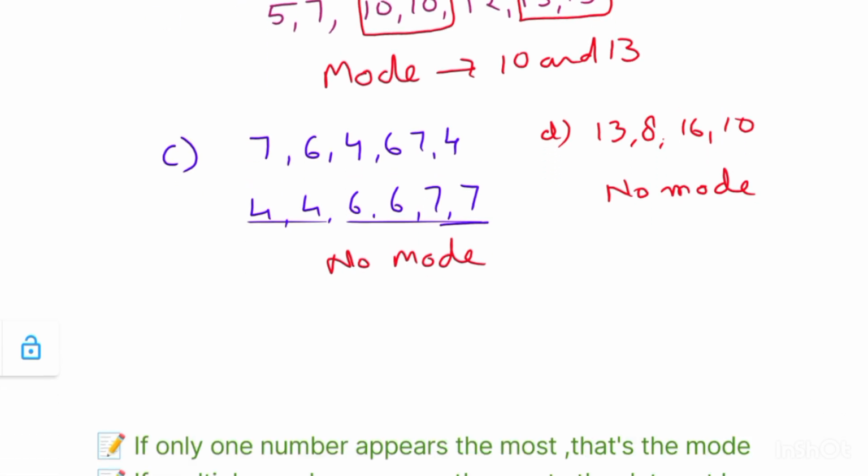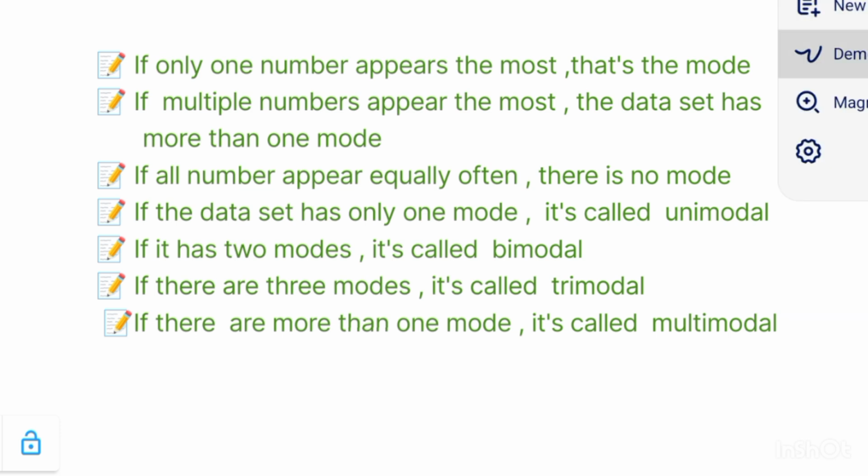So what we have learned? We have learned that if only one number appears the most, that is the mode. If multiple numbers appear most, the data set has more than one mode. If all numbers appear equally often, there is no mode.